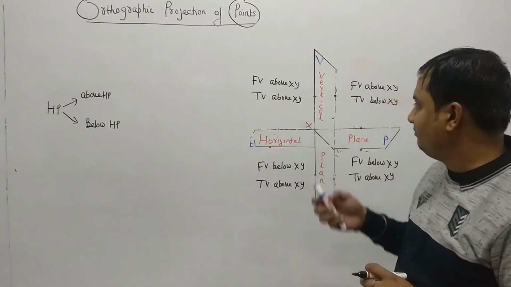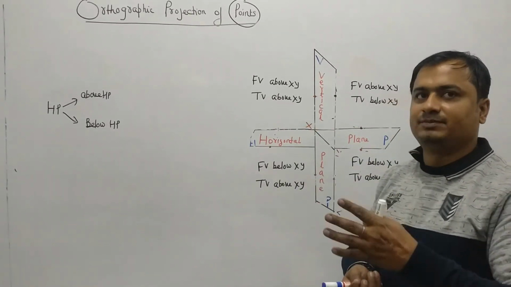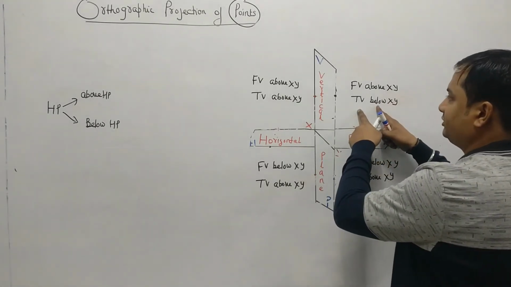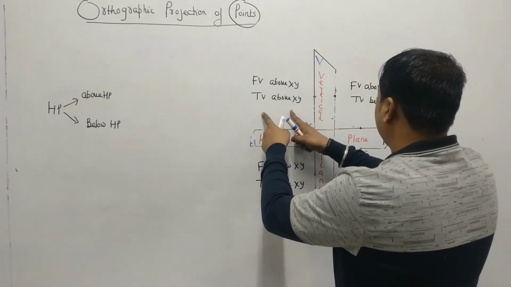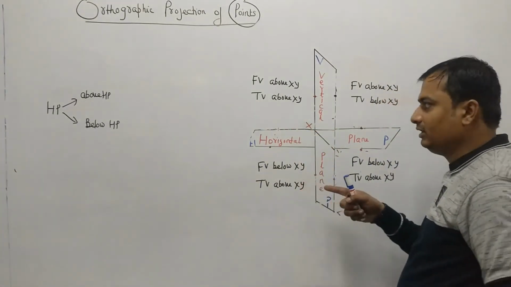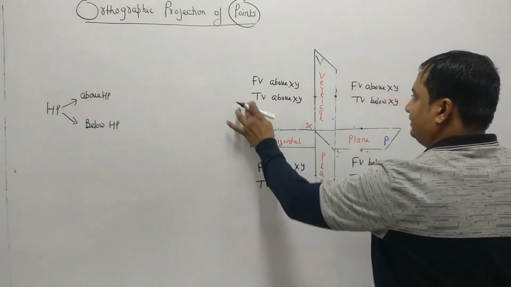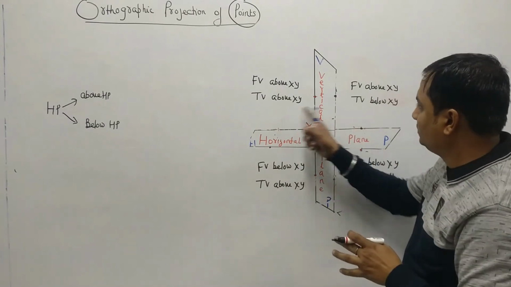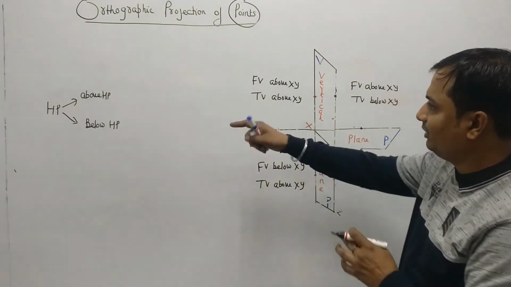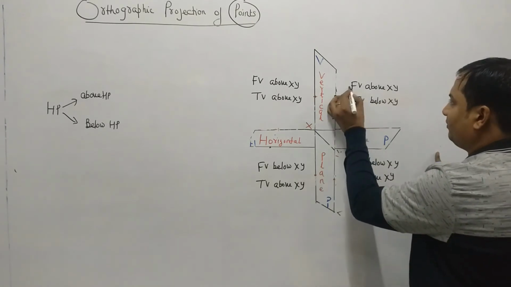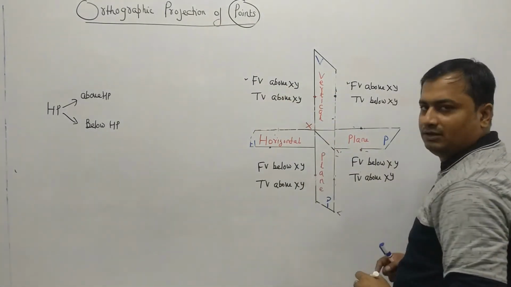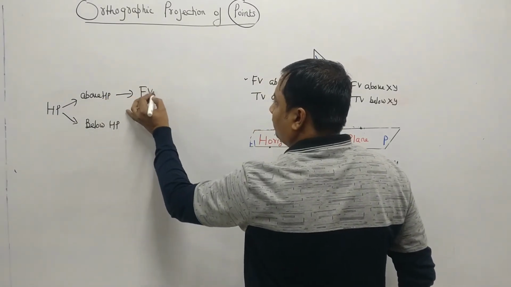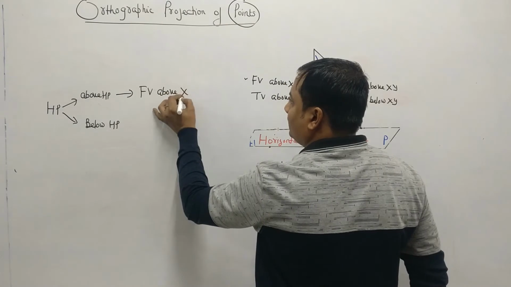If I compare with respect to these angles, in which of the four angles was the point above HP? We know the point was above HP in the first angle, and in the second angle it is also above HP. So what is common in these two? Which statement is common in both angles? When the point is above HP, the common statement is that the front view is above XY. So we can conclude here: if the point is above HP, its front view is always above XY.